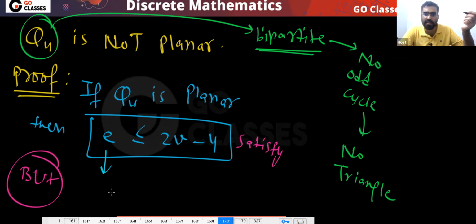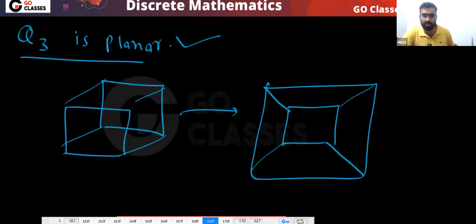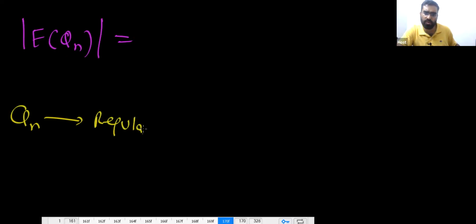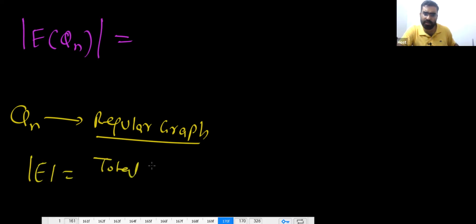Every vertex has degree how much? The degree of every vertex is 4. So you can find the number of edges in Qn. You can notice that this Qn is a regular graph. You already know this is a regular graph. So that is the reason I can say the number of edges must be equal to the total degree divided by 2.